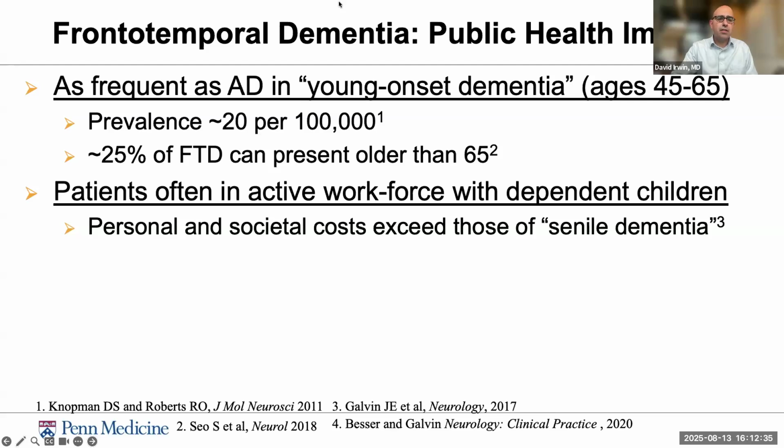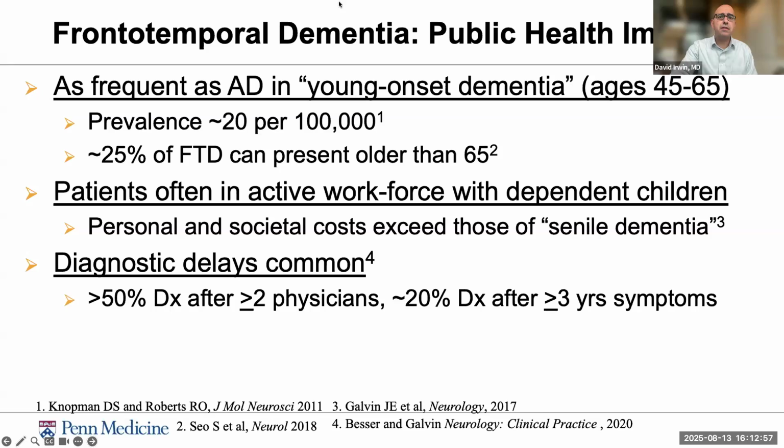In this age range, there are important personal and societal costs, and when measured, they can exceed those of the types of dementia that occur later in life, because patients are often, at the time of diagnosis, active in the workforce and may have dependent children, placing extreme caregiver burden on spouses or other loved ones. And as we heard before, diagnostic delays are unfortunately common.